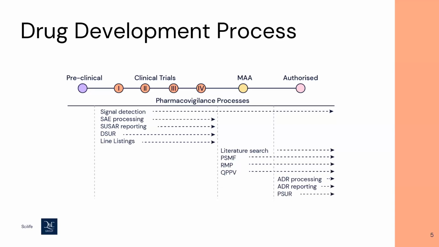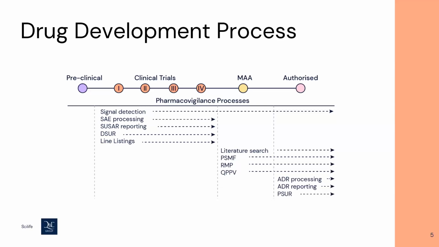A DSUR, which is a Development Safety Update Report, is a document which provides an annual overview of all serious adverse effects for the active substance and all SUSARs for the annual period, and is also reported during the clinical trial phase. Line listings of all SUSARs are provided to investigators throughout the clinical trial. This is usually conducted every 6 months, but can be more frequent if required.